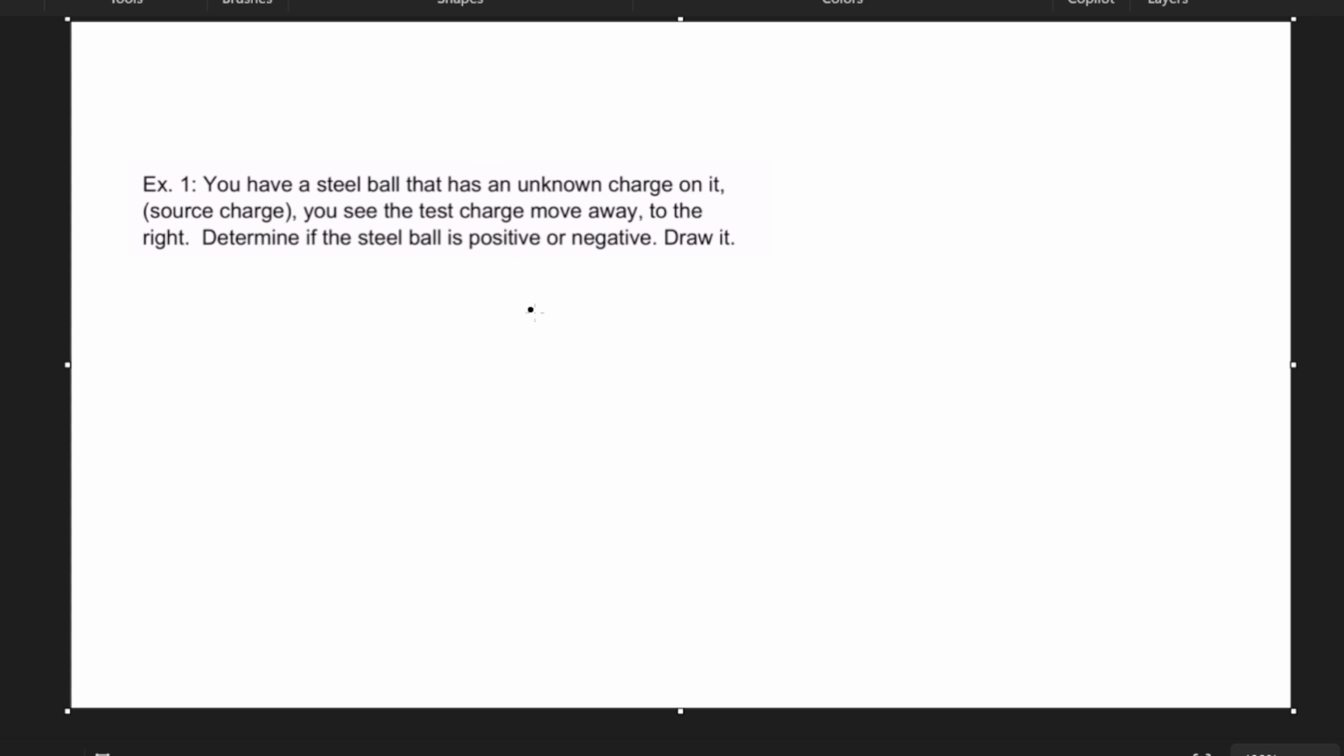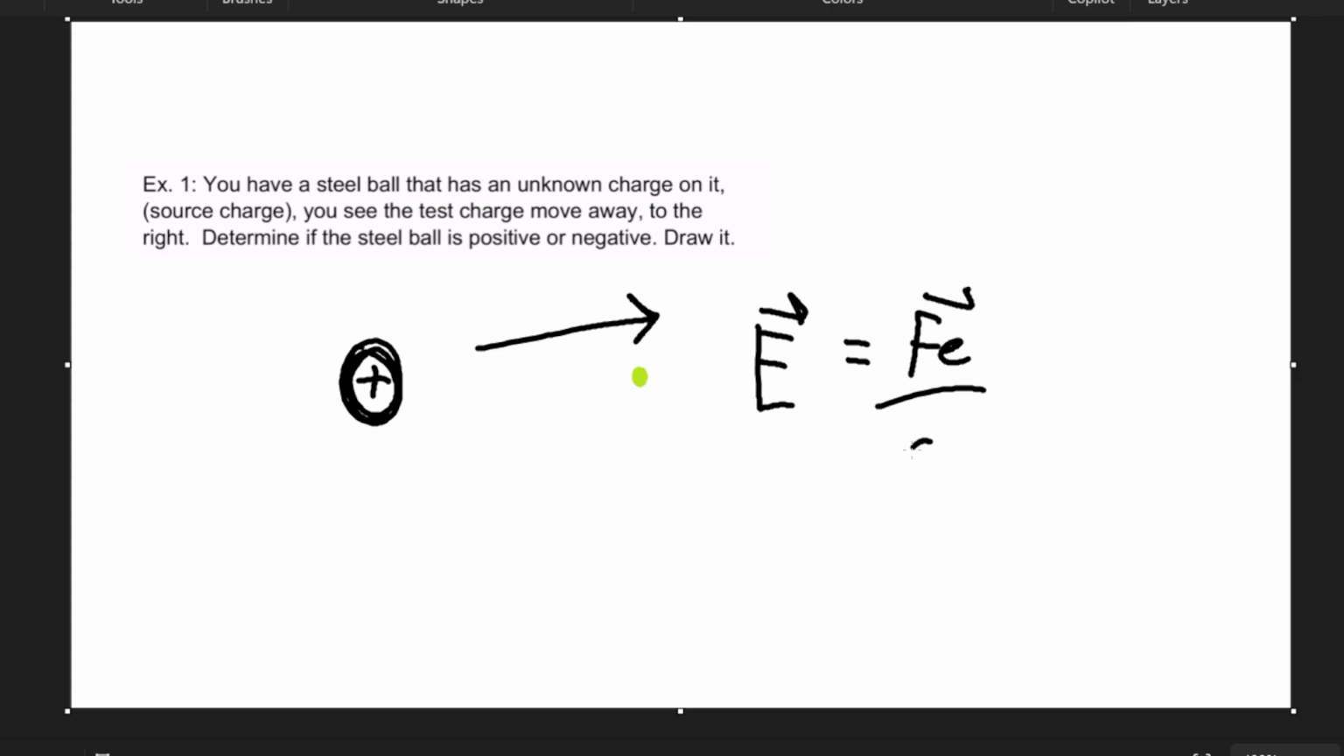So the steel ball has an unknown charge in it. Let's draw the steel ball, and we notice that the test charge, which is positive, is being repelled. Well, if it's being repelled, this has to be positive as well. To measure an electric field, we use E with a vector over it, equal to Fe over Q. The arrow above the E shows this is a vector field, and you have to use it because if you don't use the arrow, the E is energy. But if you do use the arrow, it's electric field.